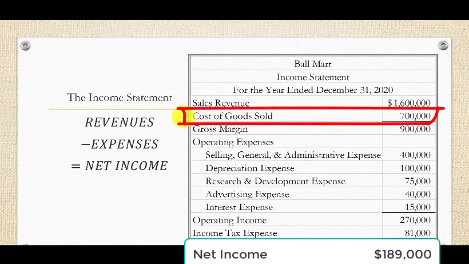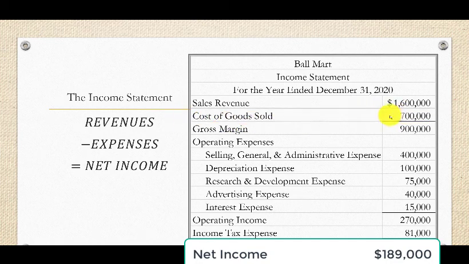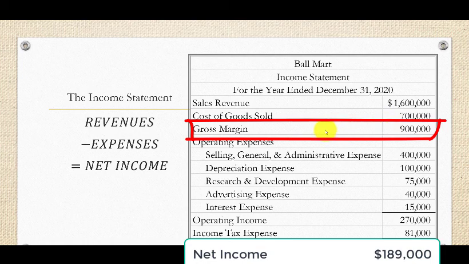This is just the cost of making the physical products, okay? Money you paid laborers to put the products together, depreciation on the machines that made the products, the cost of the materials of making those products, that's all that goes into that expense there. So you take revenue minus cost of goods sold, and we call that gross margin. So for this company, after paying for the cost of products, they got a $900,000 profit.